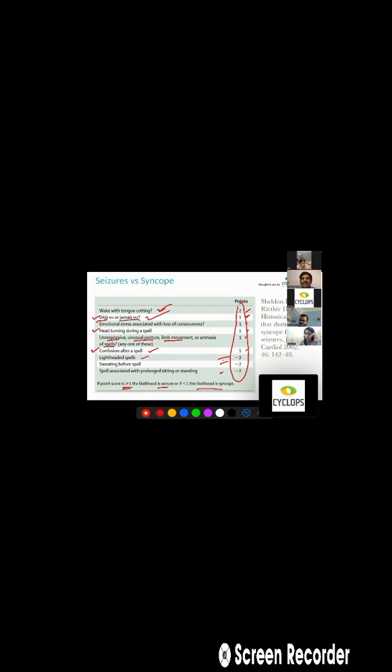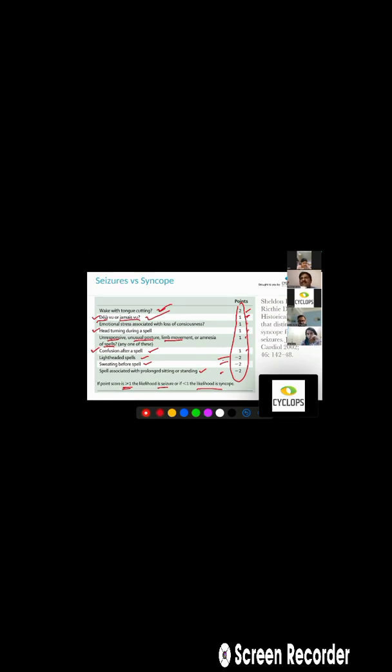Light-headed spells, sweating before the spell, association with prolonged sitting or standing, all these things go in favor of a syncope. So a person has been standing for a long time, after that the person had a fall. That goes in favor of a syncope. Standing in the queue, standing in the school, whatever.